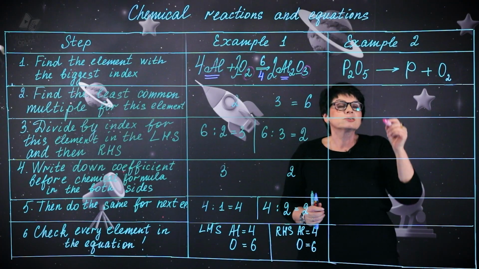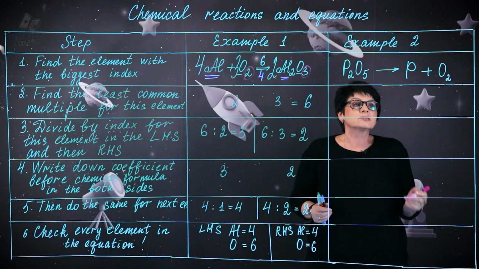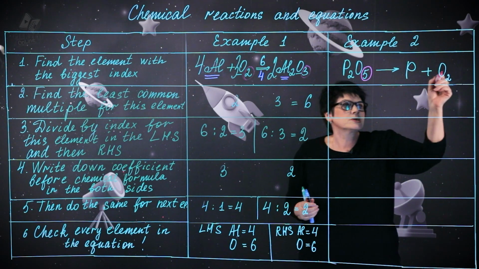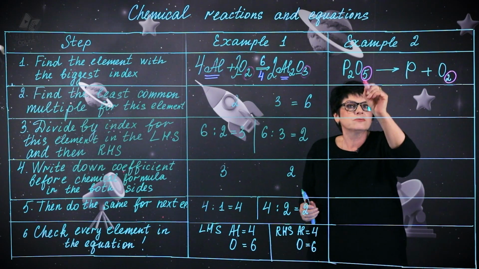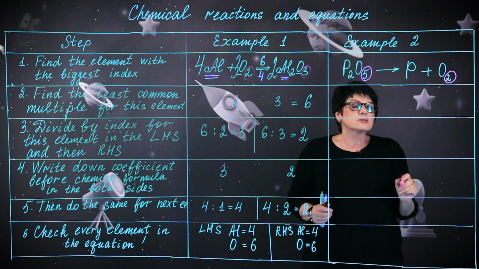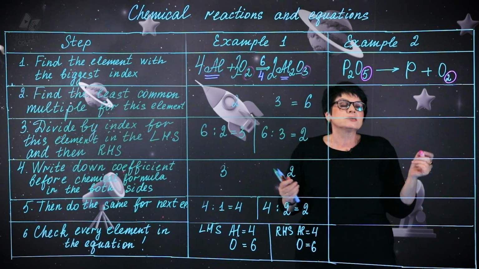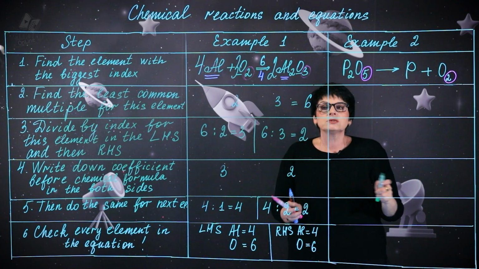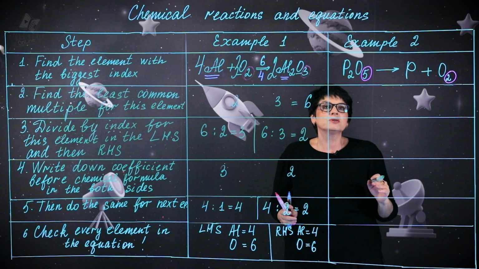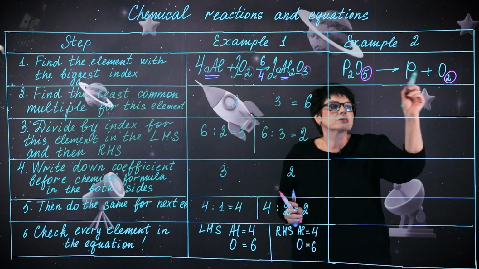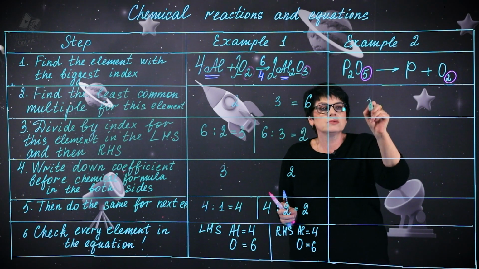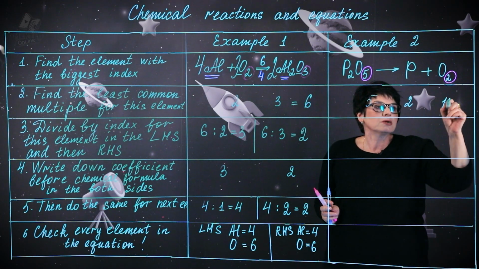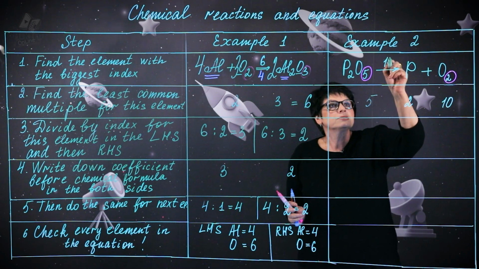Okay, as the first step, we need to begin balancing from the element with the greater index, which is oxygen in this case. On the left side there's 5, and on the right side there's 2, but for oxygen, 5 is the biggest index compared to phosphorus. So what do we do next? We are doing the same thing as in the previous example. In the range of 5 and 2, we identify the least common multiple for this element. This will be 10. Write 10 above the arrow.